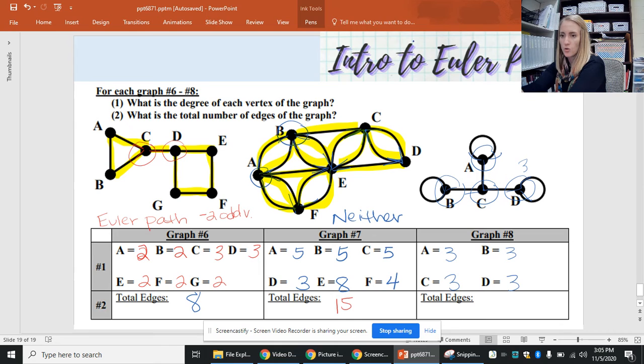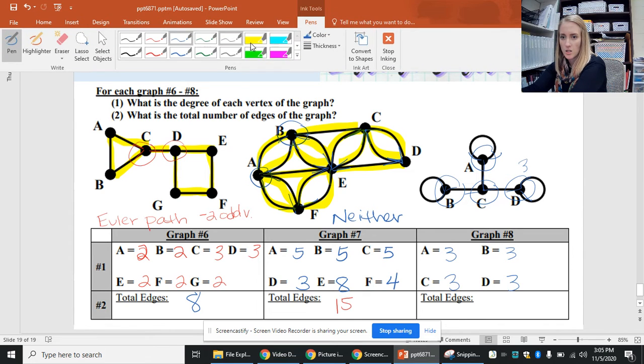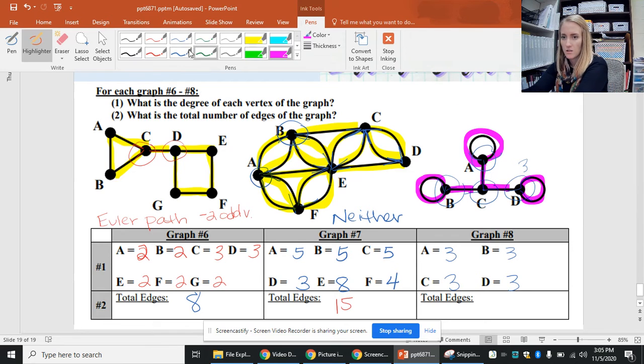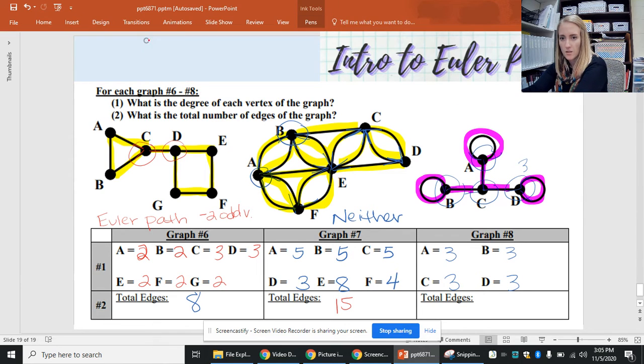All right, so for total number of edges, different color, we have 1. A loop does count as an edge. 2, 3, 4, 5, 6. So here you have 6 edges. That just gives you a basic overview of how to count the degree of each vertex of the graph and how to count the total number of edges of each of the graphs.